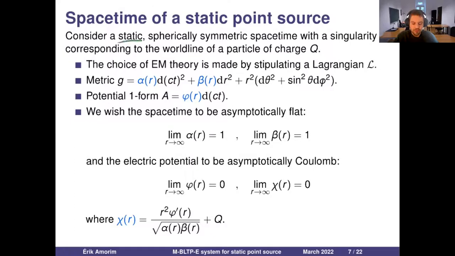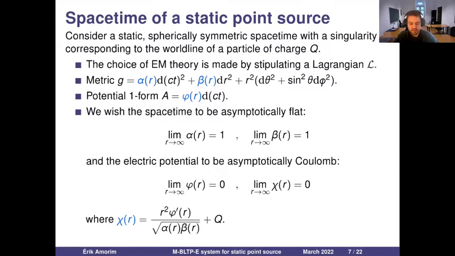So consider a static, spherically symmetric space-time, because if you only have one particle sitting at the origin, not moving, the space-time around it will be spherically symmetric and static. So consider that with a singularity corresponding to the world line of a particle of charge Q. So you have your space-time as R4 minus a line, but you want to write it in spherically symmetric coordinates.